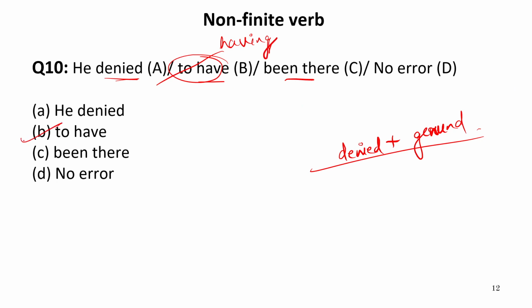So the error is in part B. So our answer is B. Because this B part contains the error, "to have" should be replaced with "having." Now let us move to the next one.